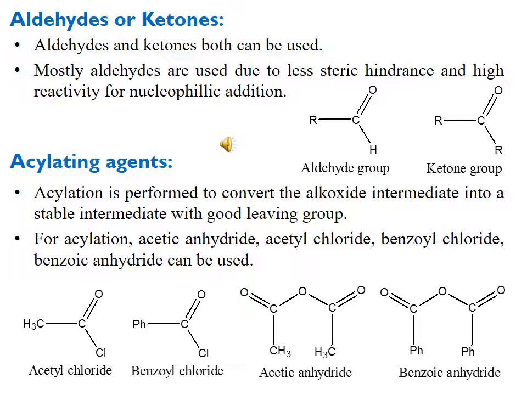For acylation, acetic anhydride, acetyl chloride, benzoyl chloride, benzoic anhydride can be used. Here the structures are given for all of these reagents, and most of the time for acylation, acetic anhydride or acetyl chloride are used due to their high reactivity.